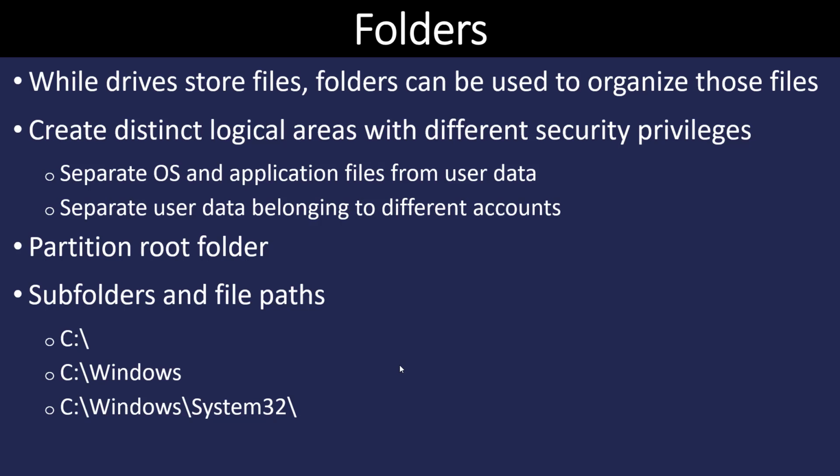When we talk about a folder, we start with the root folder, which is the base, and everything after that is going to be a file path. So in the example on the screen, we see C:\, which is the root directory. That's what the backslash stands for. The next one is C:\Windows. So now we're in the Windows directory, which is in the root directory. In the third example, they've now added System32. So the System32 folder is contained inside the Windows folder, which is contained inside the root folder.